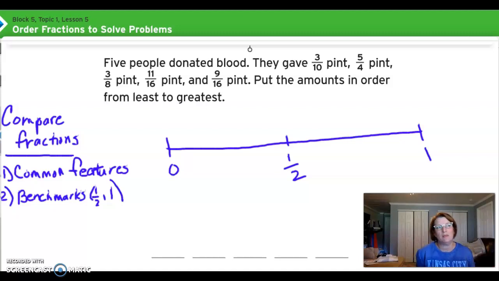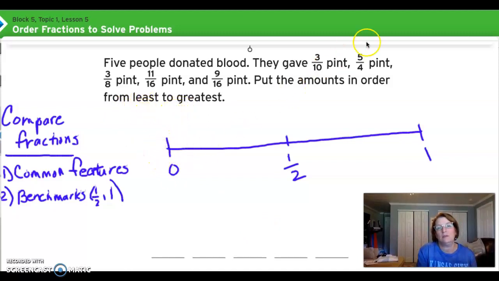So you'll remember that the theme for Block 5 is about medicine and healthcare professions. So we have a problem here about donating blood. 5 people donated blood. They gave 3/10 of a pint, 5/4 of a pint, 3/8 of a pint, 11/16 of a pint, and 9/16 of a pint. Put the amounts in order from least to greatest, from smallest to largest.